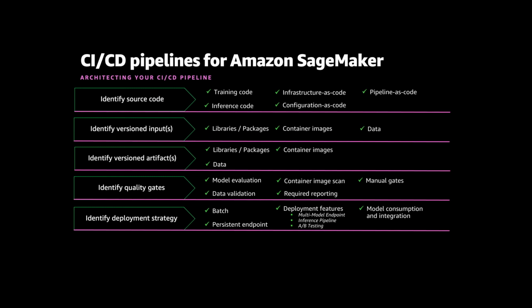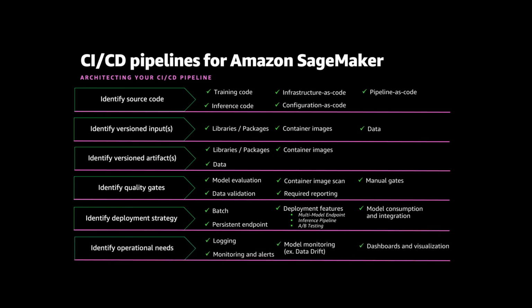Should I have multi-model endpoints? Will I be implementing a blue-green deployment or a canary deployment? And how are you supposed to monitor the quality of your model, to identify things like data drift, and to provide dashboards and visualization all across the board? So these are the kinds of things that you should be thinking about.